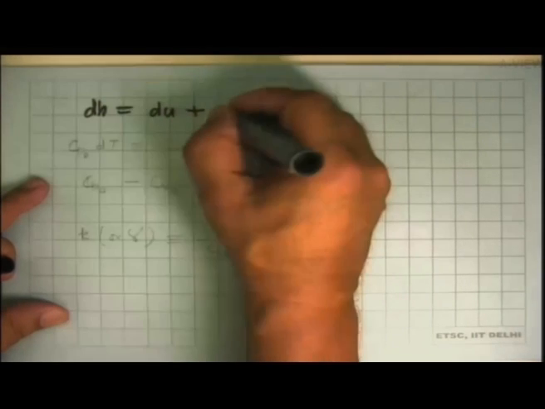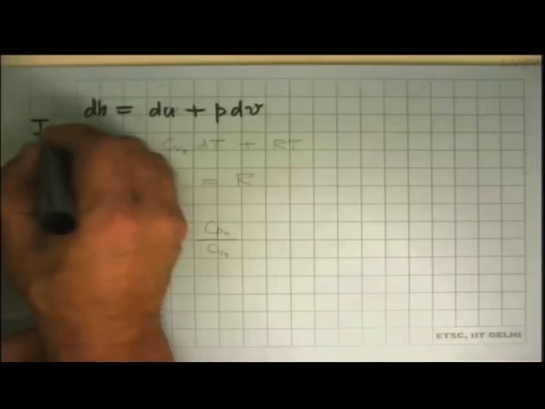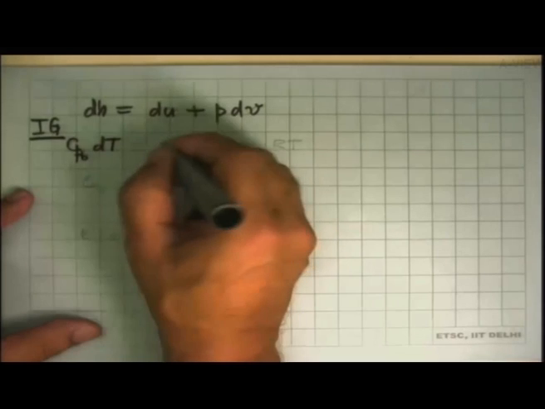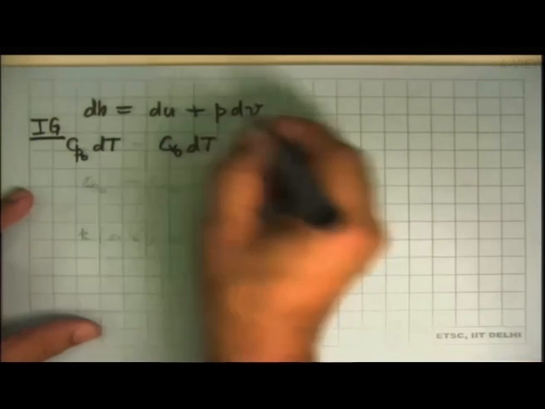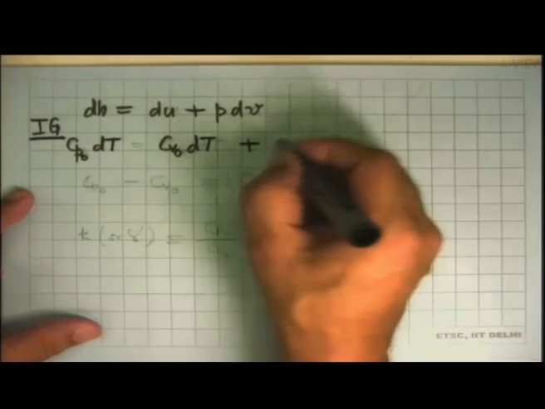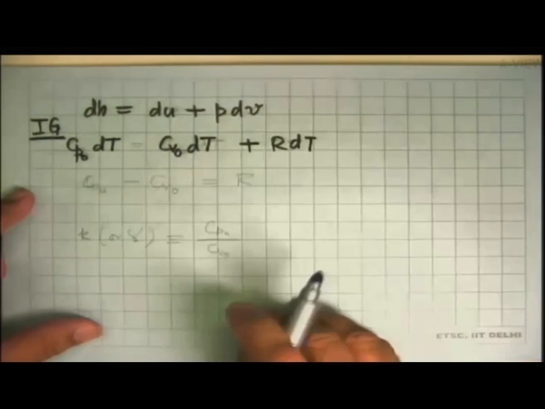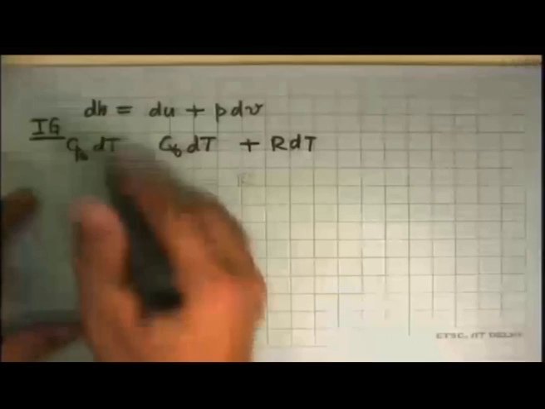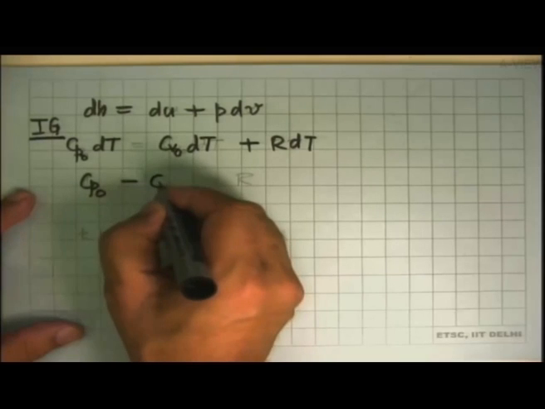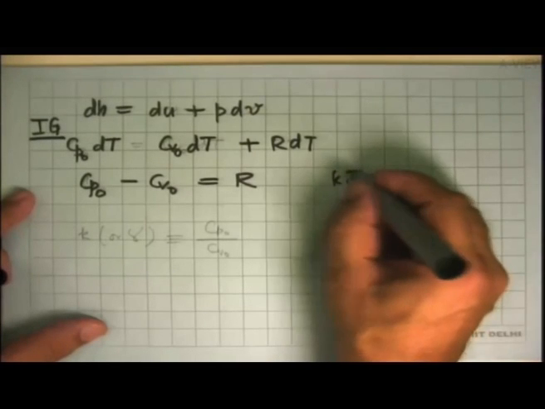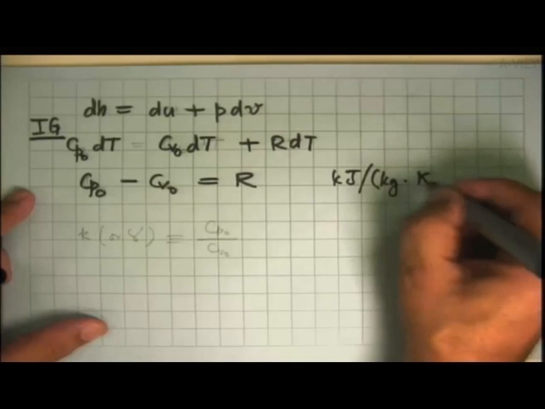Okay, so we have this relation, the definition of specific enthalpy, dH is equal to dU plus PdV. True for everything, no issues. Now we say, what about an ideal gas? And we said this dH will become Cp0 dT, dU becomes Cv0 dT, and PdV becomes R dT. And you remove T from there and you get Cp0 minus Cv0 is equal to R. It's something we have known from school days. Units of all three in SI units are kilojoules per kg per Kelvin.